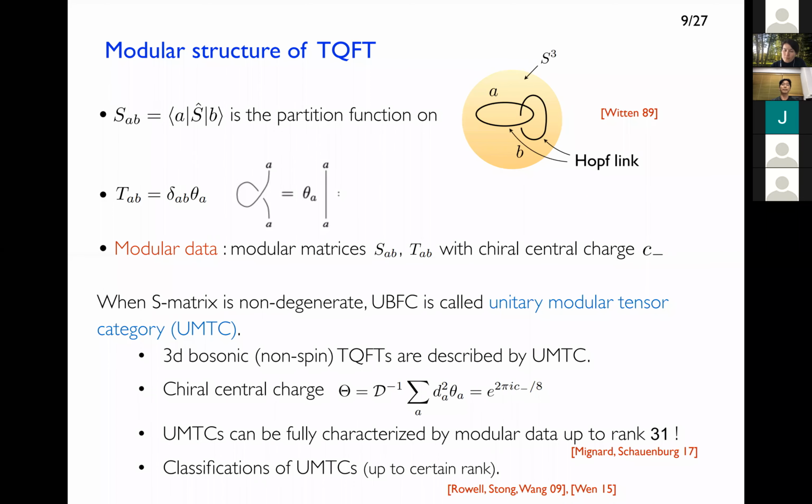These modular matrices, S and T, together with the chiral central charge c_- of the boundary theory, are called modular data. In particular, when the S matrix is non-degenerate, the UBFC is called a unitary modular tensor category, or UMTC. UMTCs describe 3D unitary bosonic TQFTs, or non-spin TQFTs. In this case, the central charge of the boundary CFT can be computed from the quantum dimensions and topological spins. Importantly, it's known that UMTCs, or bosonic TQFTs, can be fully characterized by only the modular structure. So the modular structure is quite important topological data for 3D TQFTs. In fact, classification of UMTCs has been carried out based on their modular structures in these papers up to a certain rank.